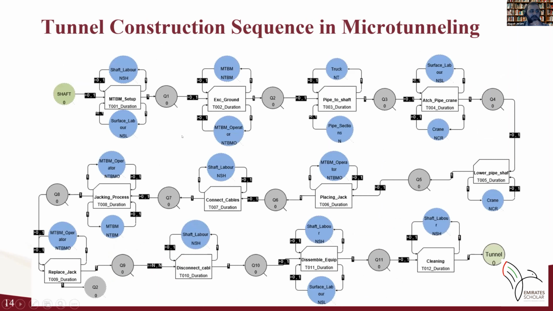In this figure, we can see the sequence and the relationships between the activities in the microtunneling method, which are shown in a white box. Also, the blue circles show the resources that each activity needs to be completed.